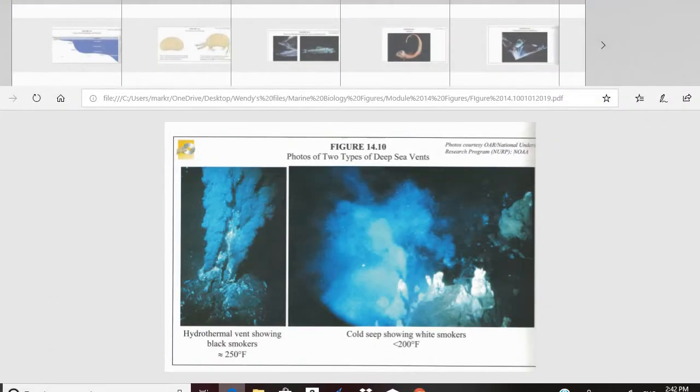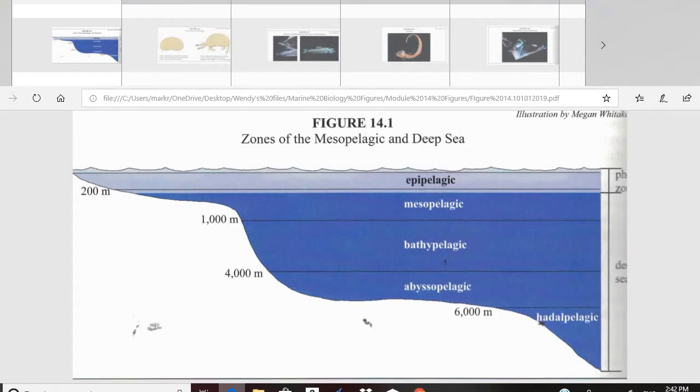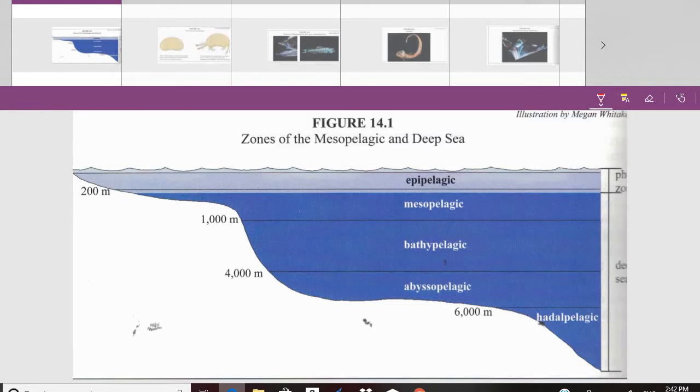So let's go ahead and look at, so we know what we're talking about. Before we did the epipelagic area, and we talked about the mesopelagic. So as we just said, in the mesopelagic, you get some light penetration, but not enough to do photosynthesis. And then anything below that, there is no light at all. Okay, so we're going to be talking about these areas here where there's not enough light for photosynthesis, and therefore you have no production taking place.